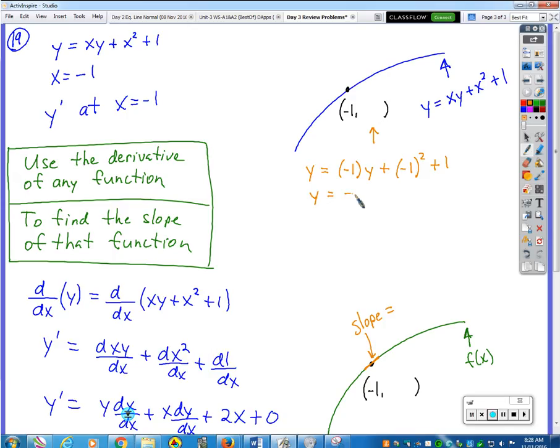Negative y becomes +1, +1. If we add the y over, we're going to get 2y is equal to 2, which means the y value when x is -1 is 1. So I have found this y value to be +1.